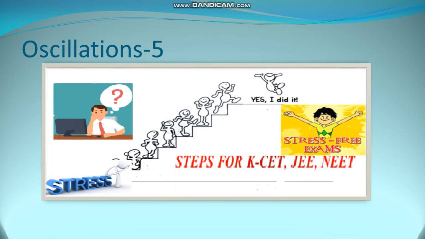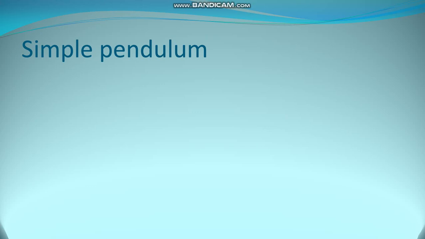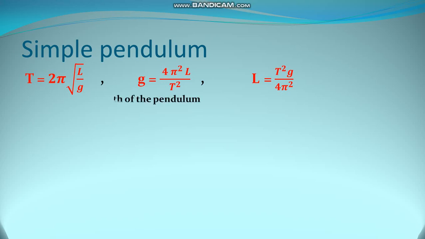Oscillations 5. Hello students, in this video we learn the simple pendulum. Time period is equal to 2 pi square root of L by g. The same formula we can use to determine acceleration due to gravity and the length of the pendulum, where L is the length of the pendulum and g is acceleration due to gravity.